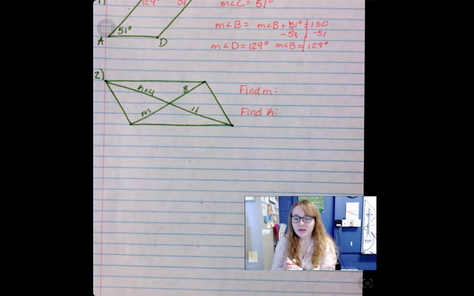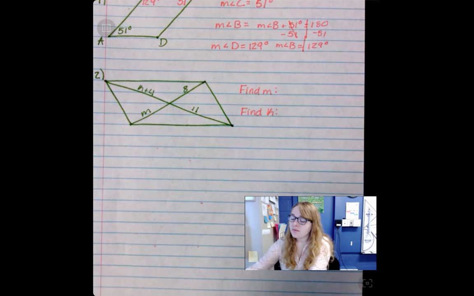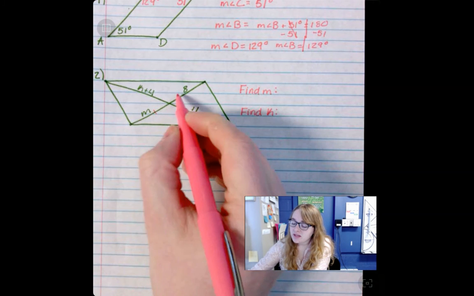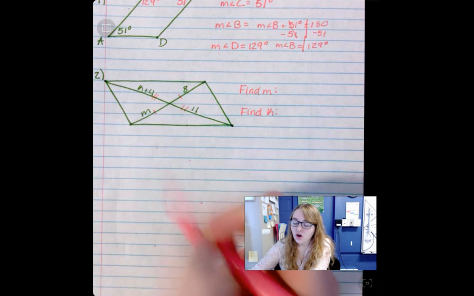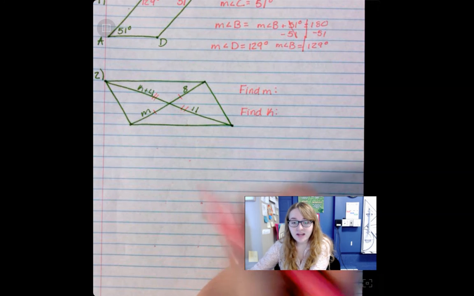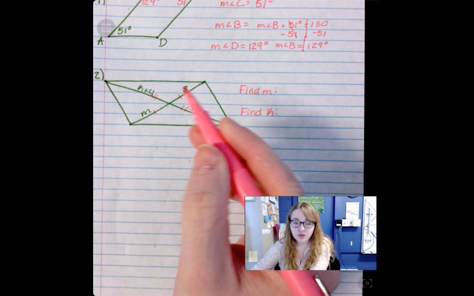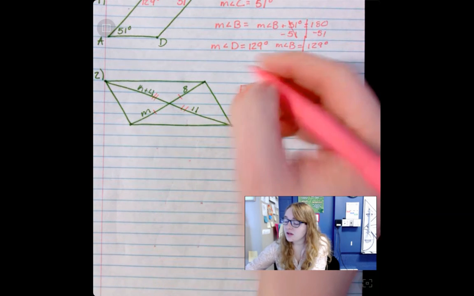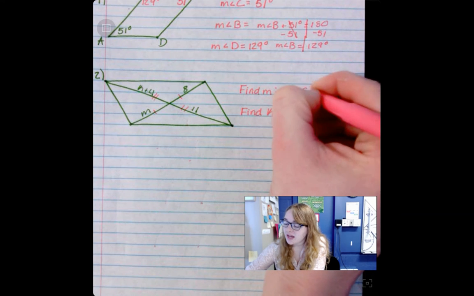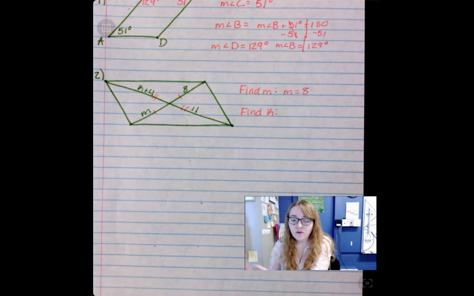Okay, for number 2 here, we see another parallelogram, and we can use our fifth super cool rule that diagonals bisect each other to solve our problem to find M and to find K. So remember that diagonals bisect each other, so that means that both halves of each diagonal are congruent. So if we want to find M, we just have to set it equal to its other half of the diagonal. In this case, M is equal to 8. And that is already solved, so we don't have to move anything around.